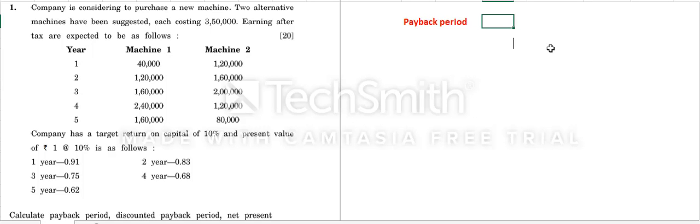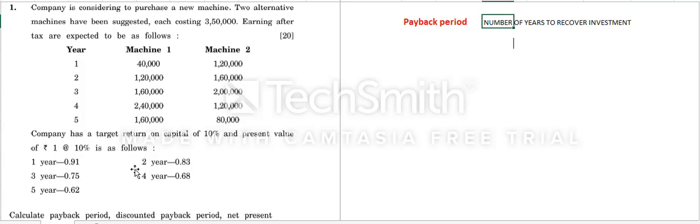In this video, we'll see how to calculate payback period. Now, what is payback period? Payback period means the number of years a company takes to recover its initial investment.